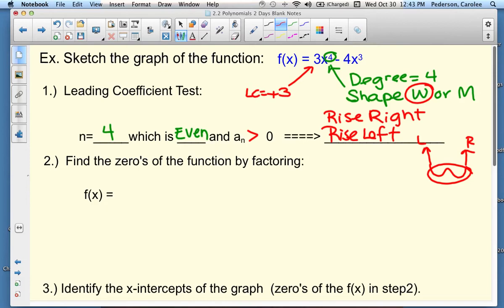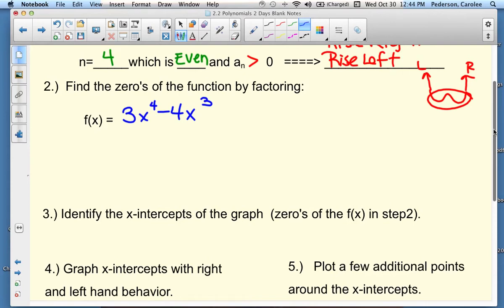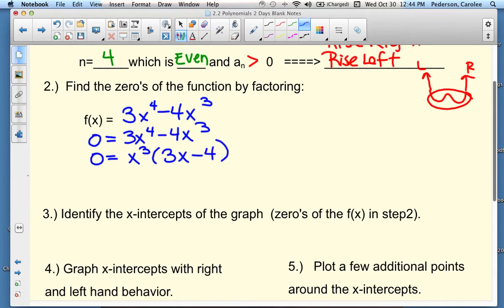So let's start off. Step 2 is to find the zeros of the function. Those will be our x-intercepts. So our function is f of x equals 3x to the fourth minus 4x cubed. We set that function equal to 0 and we solve for x. We're going to factor out an x cubed, that's your GCF, and you're left with 3x minus 4. Then we set the factors equal to 0 and solve for x. So I have x cubed equals 0 and 3x minus 4 equals 0.